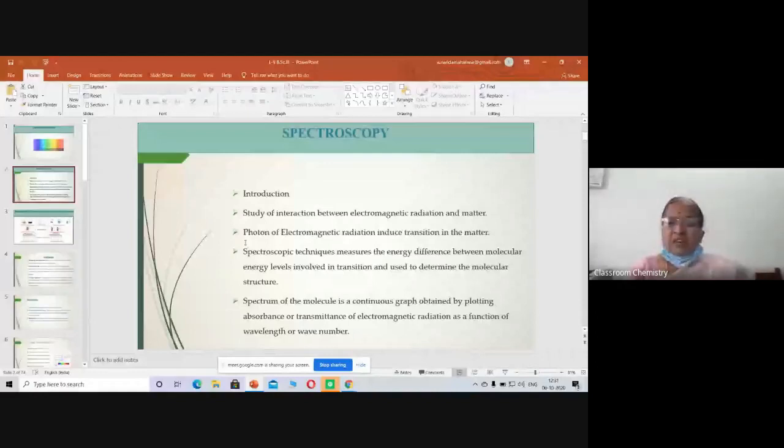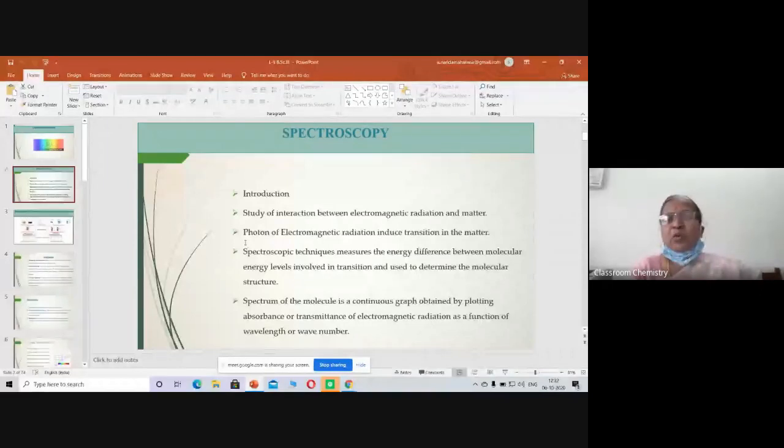When photon is absorbed by the matter, that is, when we expose matter to radiation, what happens? These photons are absorbed by the matter, and this increases the energy, that is, it induces a transition in the matter. Transition may be electronic transition, vibrational transition, rotational transition, etc. That is, transition takes place from lower energy state to the higher energy state by the absorption of radiation. And in emission, transition takes place from higher energy level to the lower energy level. That is, when these radiations are absorbed by the matter, this radiation induces transition in the matter.